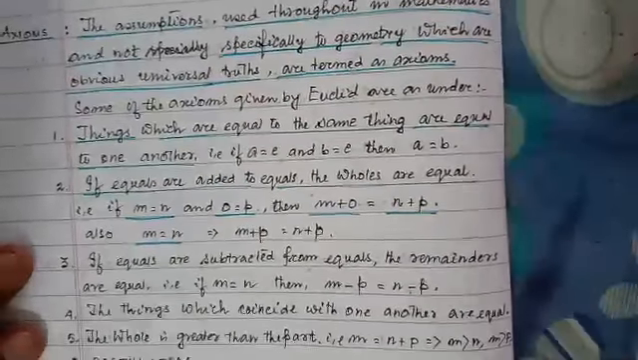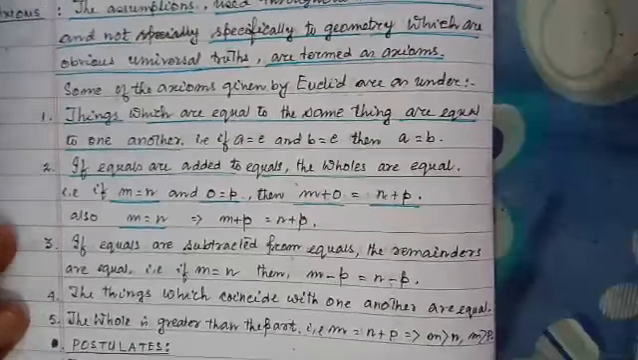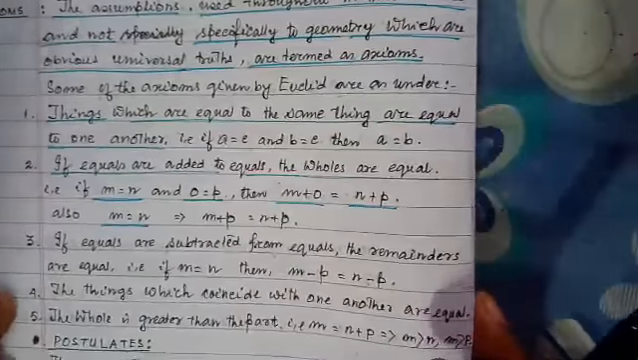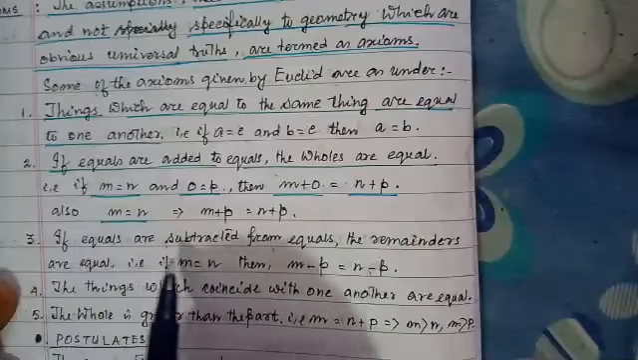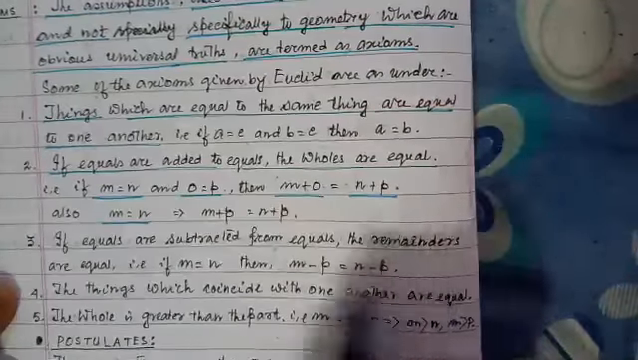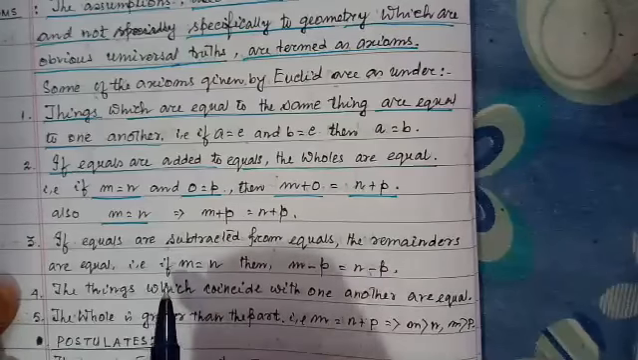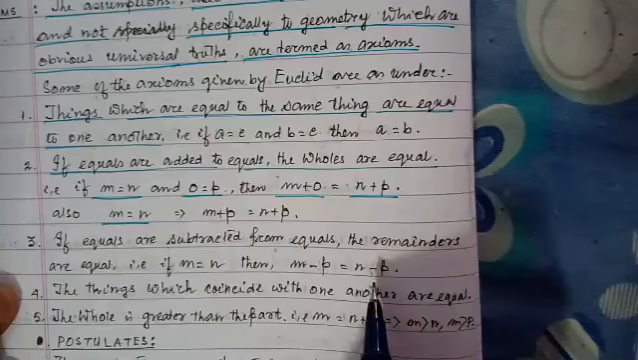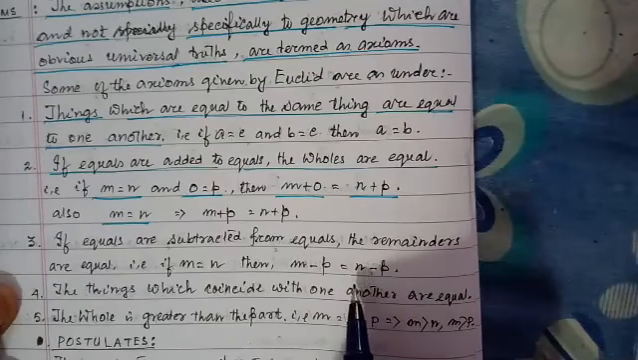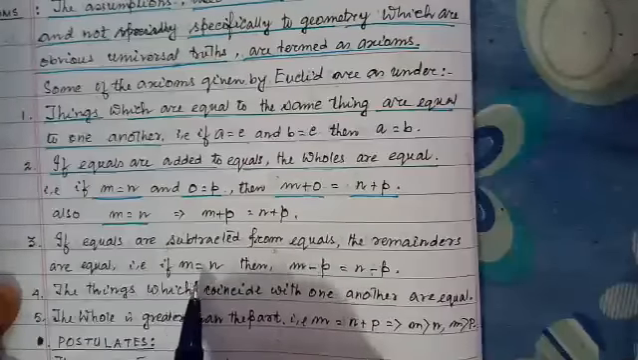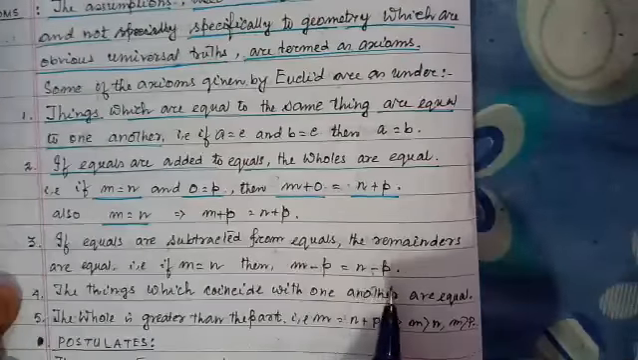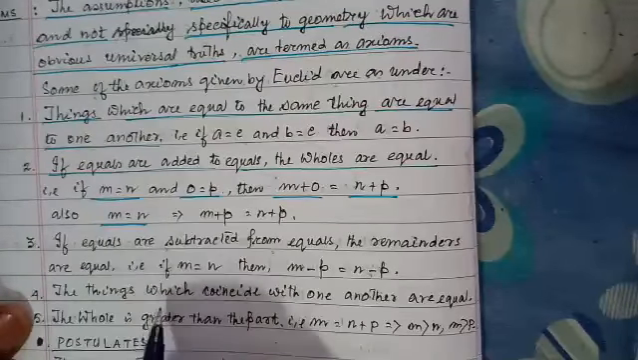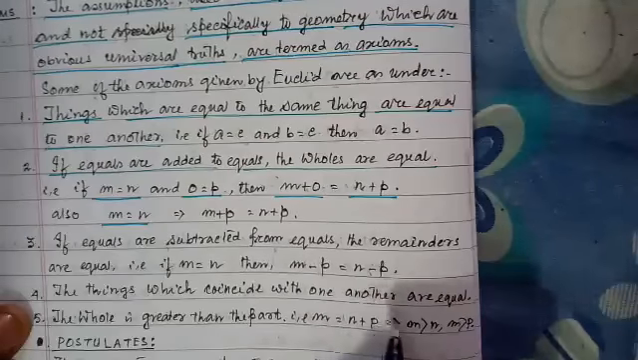Now the third axiom. What is the third axiom? If equals are subtracted from equals, the remainders are equal. That is, if m is equal to n, and we subtract the equal term p from both, the remainders are also equal. That is, m minus p is equal to n minus p.